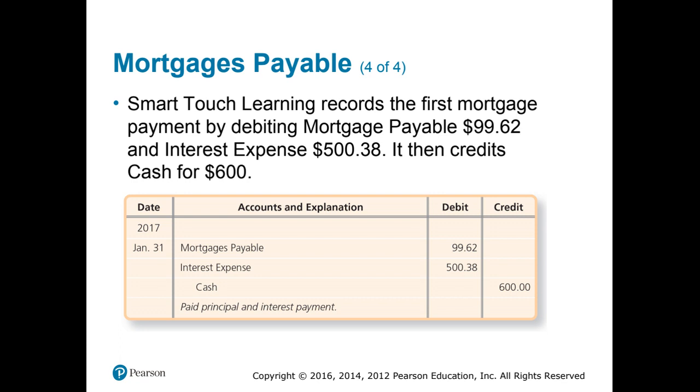So Smart Touch Learning records the first mortgage payment by debiting mortgage payable, $99.62, and interest expense, $500.38. It then credits cash for $600. So here in our journal entry, we see the debit to mortgage payable, the debit for interest expense, the credit for cash, and our note is that we paid principal and interest payments.